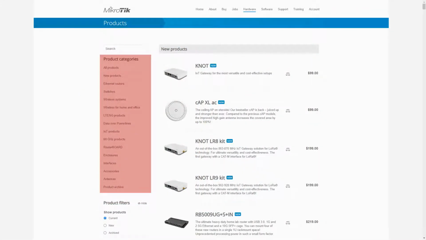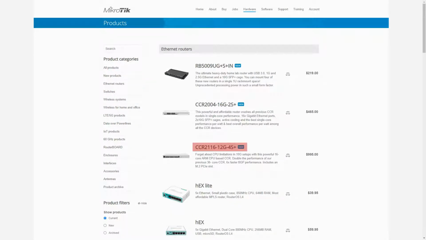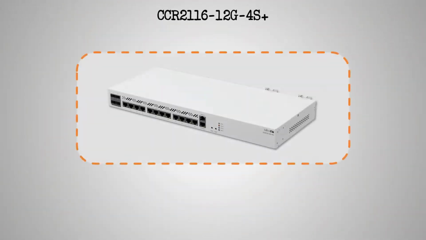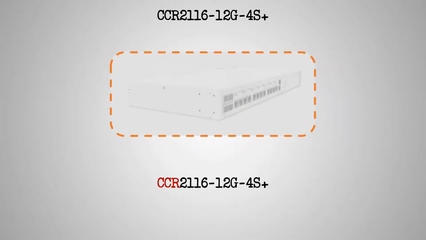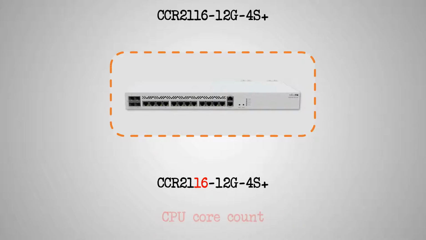The CCR2116-12G-4S+, which entered MikroTik's list of Ethernet routers a short time ago, is currently priced at $995. As its product code suggests, this device is a cloud core router that comes with a single boot and management Ethernet port on its Ethernet port number 13, as well as a 16-core CPU. Also, this device has three sets of four 1 gigabit Ethernet ports, as well as four 10 gigabit SFP+ ports.